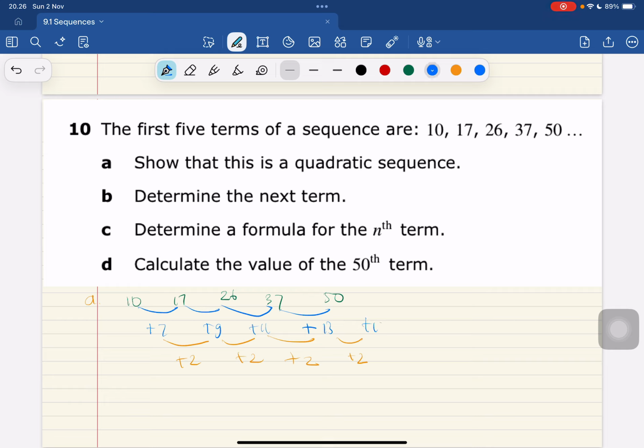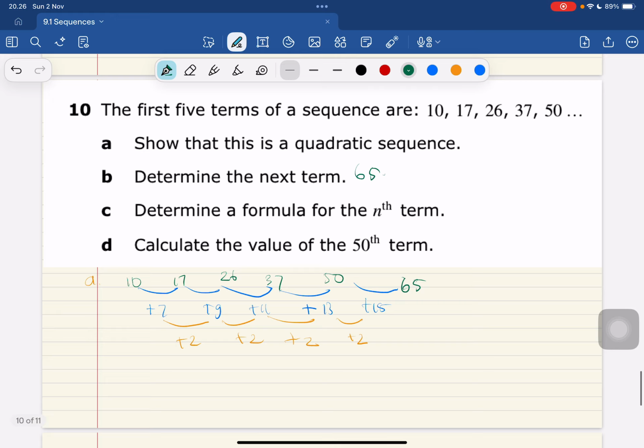So this is plus by 15. So 50 plus by 15 is going to be 65. So this is 65. So determine a formula for the nth term. So this is the quadratic equation.